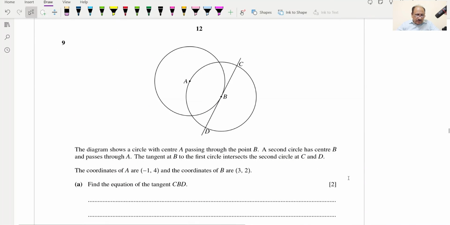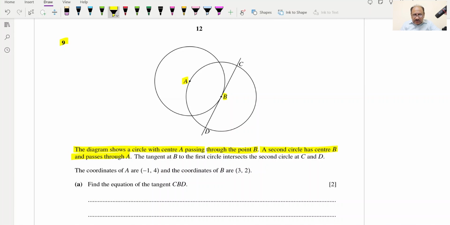Hopefully you understood this. Now question number 9. Question number 9 is interesting. This is saying the diagram shows a circle with center A through the point B, and the circle is passing through this point B. A second circle has center B and passes through A.